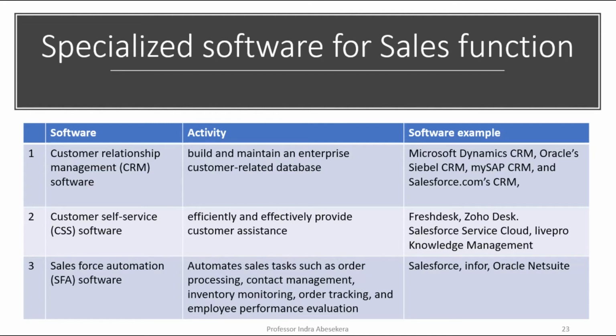And the second is the customer self-service software. It's efficient and effective because whenever a customer has certain questions or generic questions, the customer can type in those questions and the system will answer those questions at any time. Salesforce automation software automates the ordering processes, inventory monitoring, order tracking, and employee performance. So these different additional software do different things about the sales function.